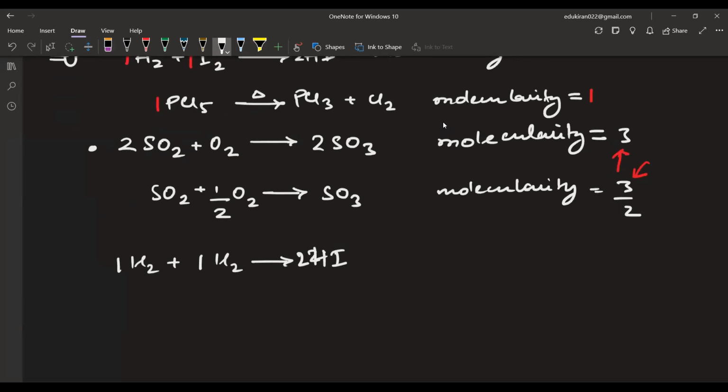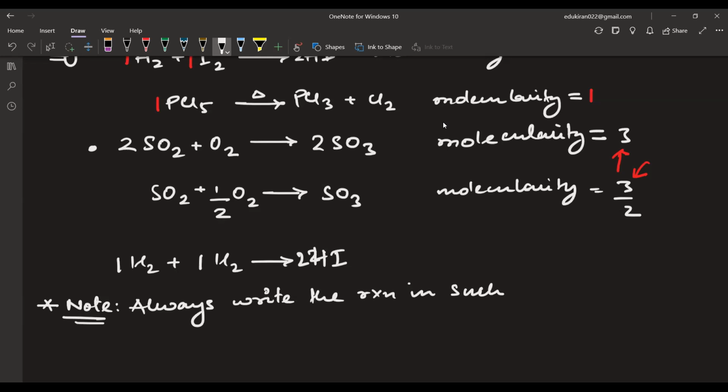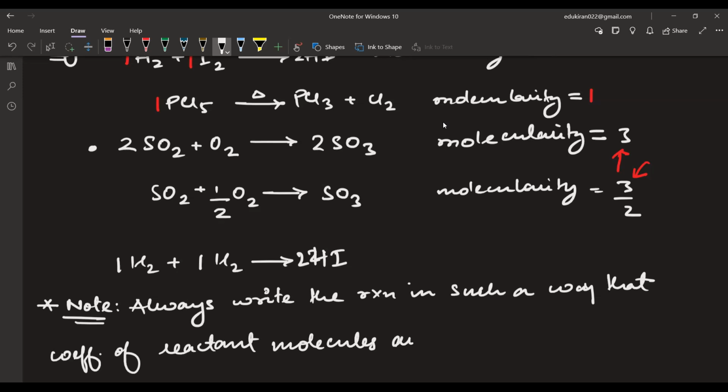So write a note. Always write the reaction in such a way that coefficient of reactant molecules are whole numbers and not fractions.